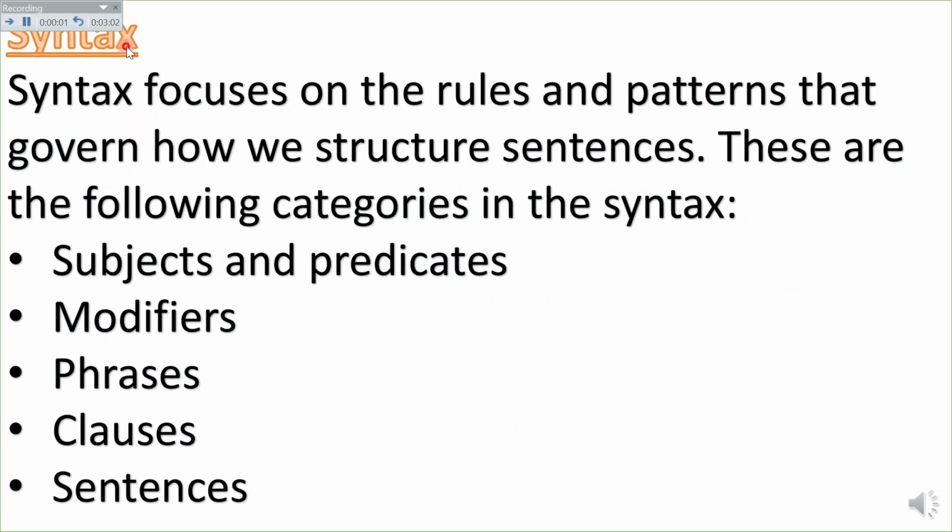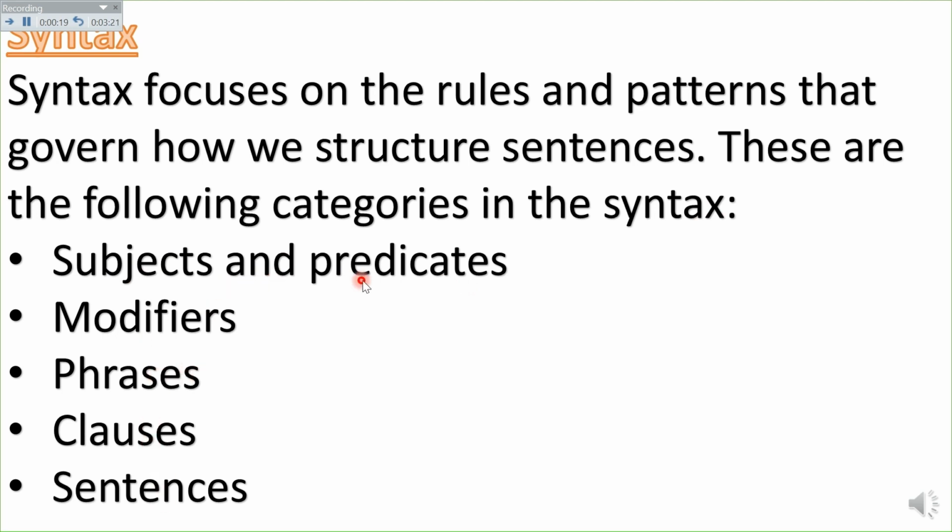Syntax is the next part of English grammar. Syntax focuses on the rules and patterns that govern how we structure sentences. There are the following categories in syntax: subjects and predicates, modifiers, phrases, clauses, and sentences.